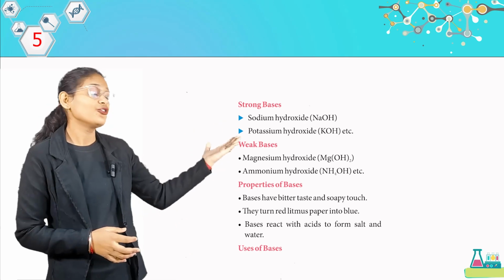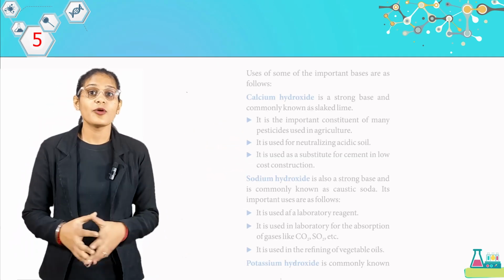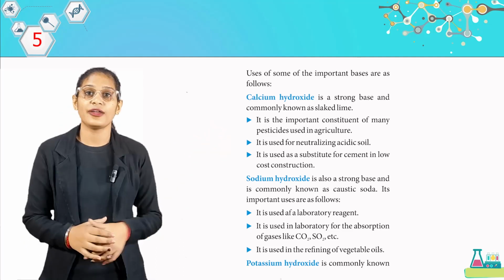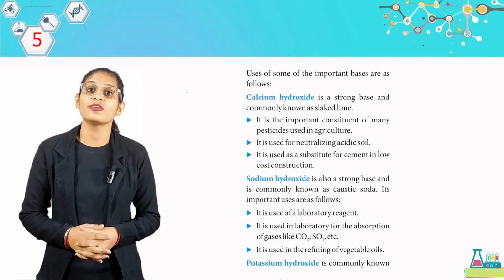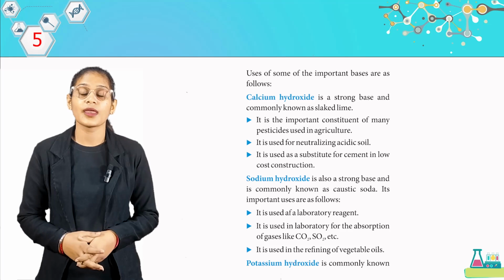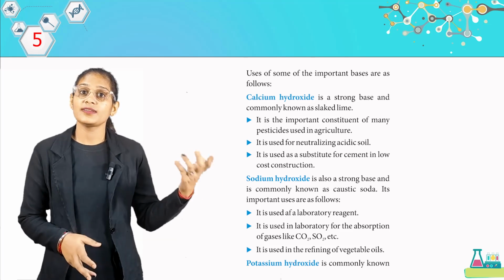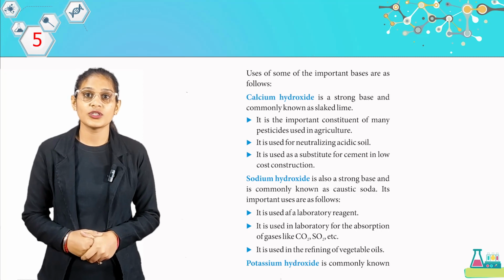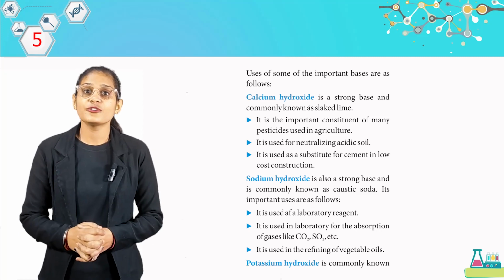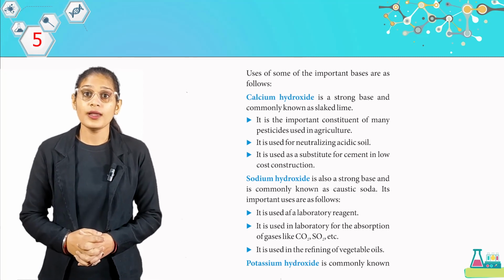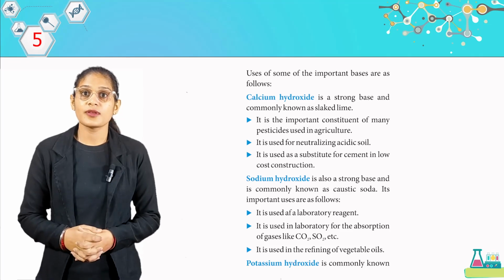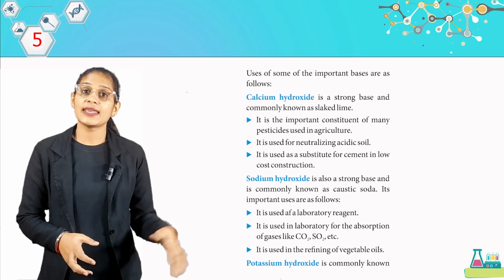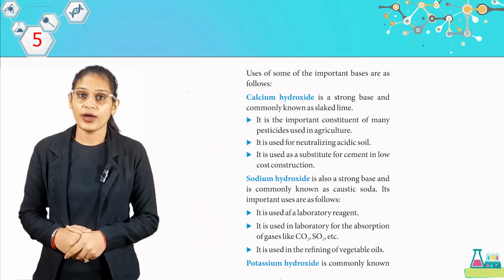Here we have uses of bases. Uses of some of the important bases are as follows. Calcium hydroxide is a strong base and commonly known as slaked lime. Its uses are: it is an important constituent of many pesticides used in agriculture. It is used for neutralizing acidic soil. It is used as a substitute for cement in low-cost construction. So students, these are the uses of calcium hydroxide.